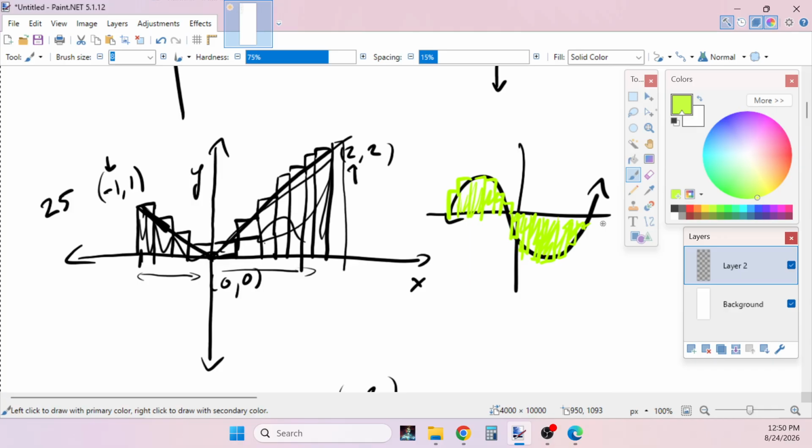So let's continue. We looked at problems 24 and 25, 24 through 27.